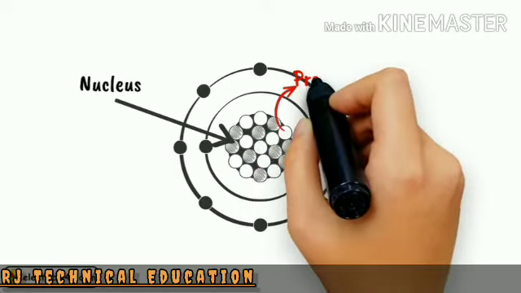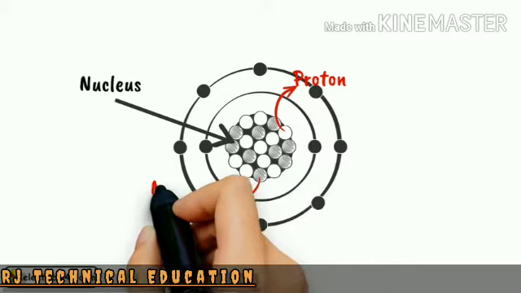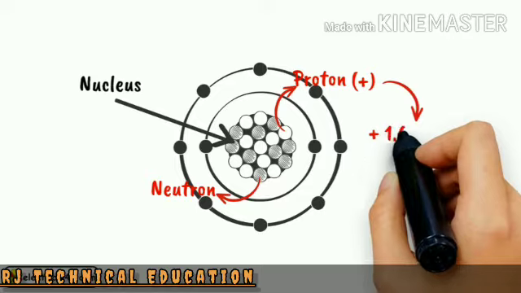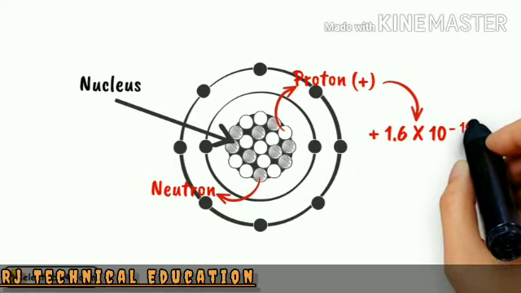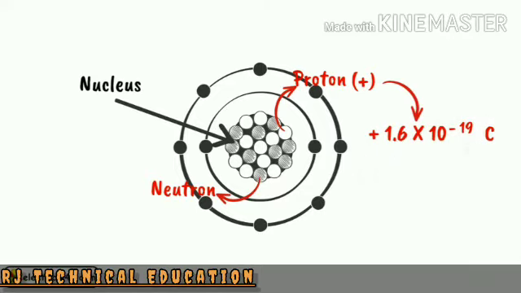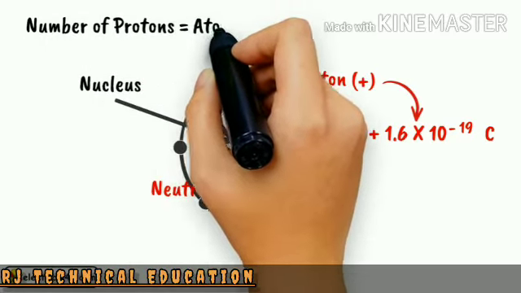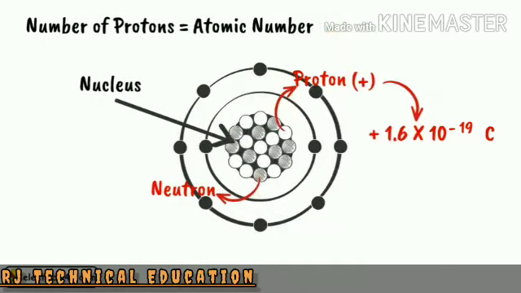The nucleus itself consists of two kinds of particles, protons and neutrons. Protons are positively charged particles. The charge on each proton is 1.6 into 10 to the power minus 19 coulomb. The number of protons in the nucleus of an atom is known as the atomic number of the atom.